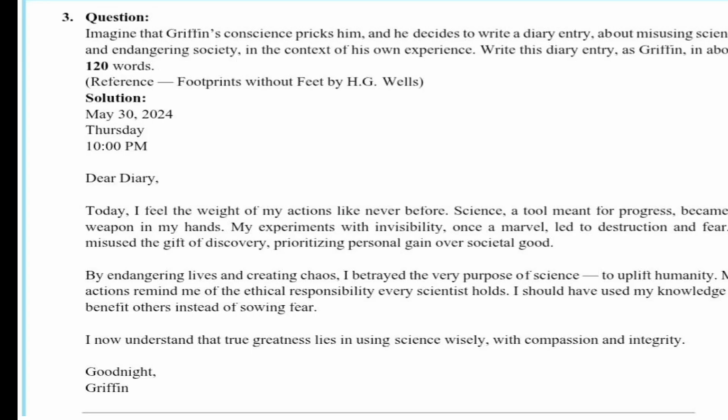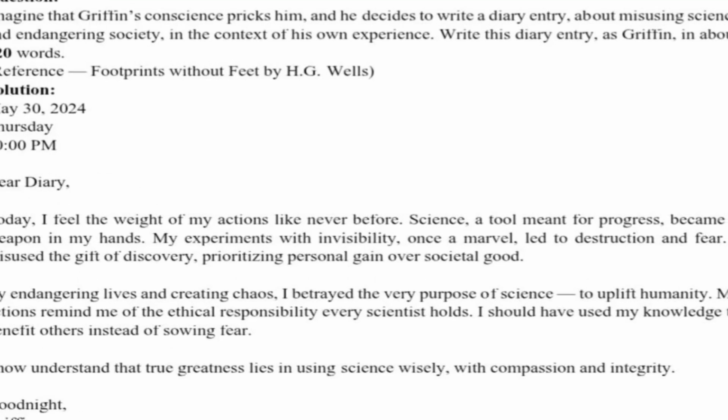Today I feel the weight of my actions like never before. Science, a tool I meant for progress, became a weapon in my hand. My experiments with invisibility, once a marvel, led to destruction and fear. I misused the gift of discovery, prioritizing personal gain over social good. By reflecting on my life, I now understand that true greatness lies in using science wisely, with compassion and integrity. Good night, Griffin. So you have to write like this.